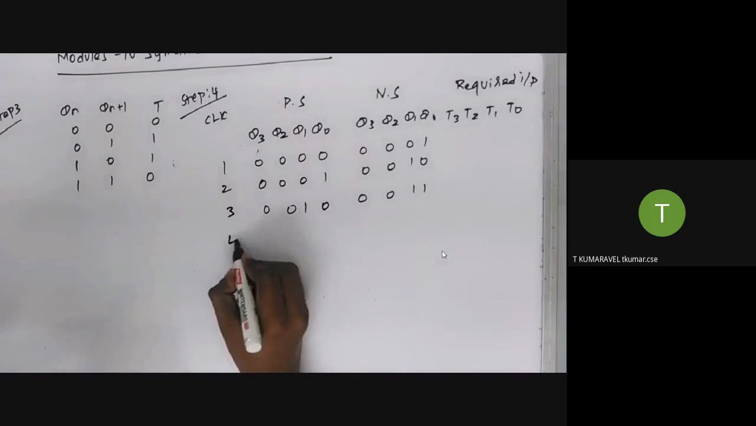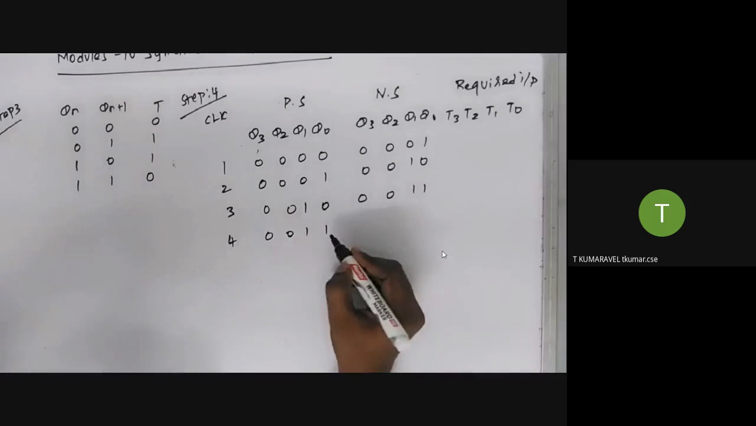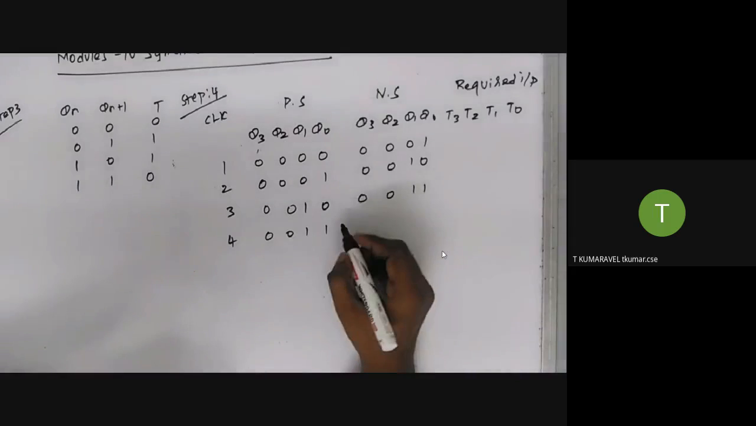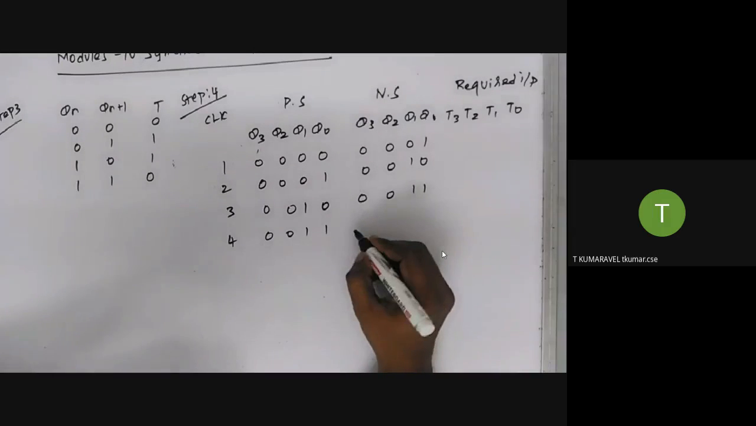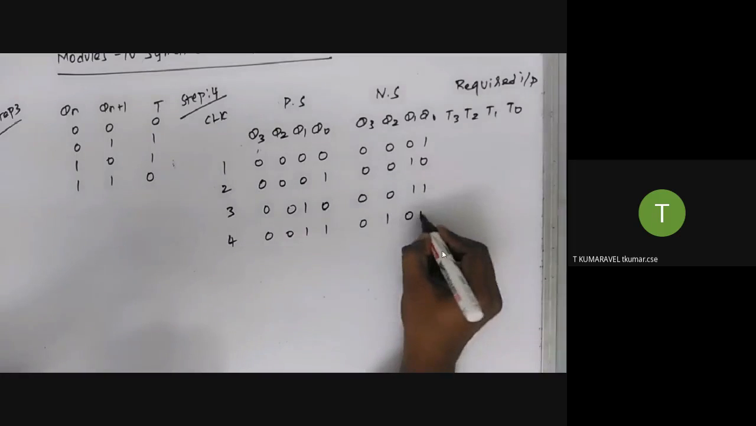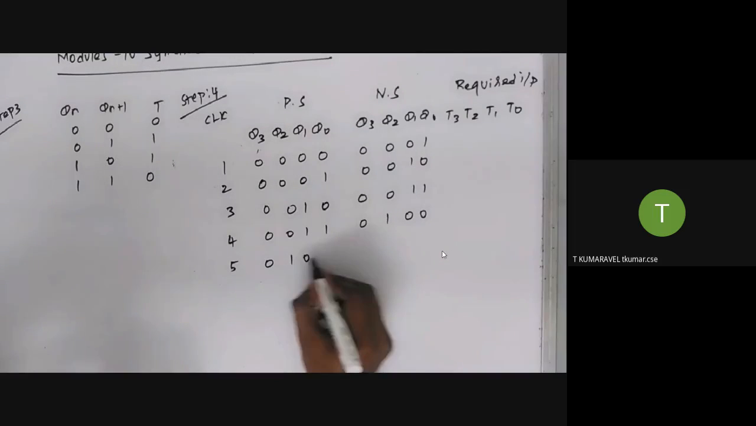This is the fourth clock cycle. This is acting as the present state. What about the next state? The next state is 0, 1, 0, 0. In the next clock cycle, 0, 1, 0, 0 acts as the present state.